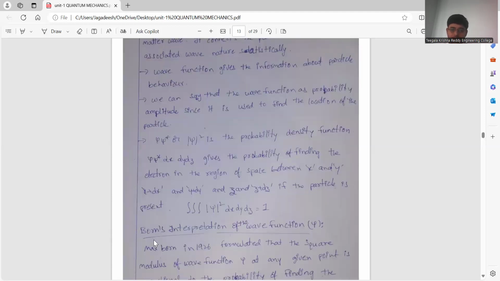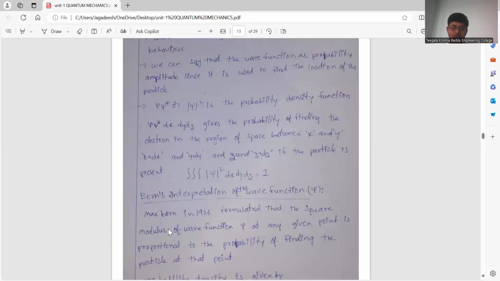Next, Born interpretation of the wave function. Max Born in 1926 formulated that the square amplitude of the wave function psi at any given point is proportional to the probability of finding the particle at that point. What is the formula? The square amplitude of the wave function is directly proportional to the probability of finding the particle at that point.